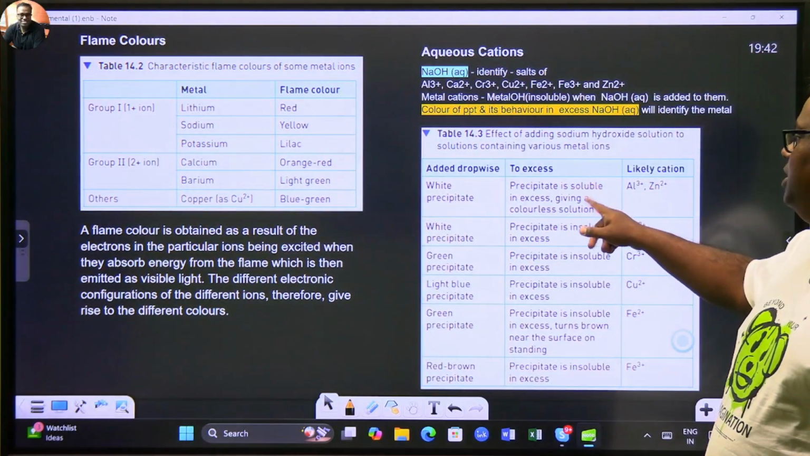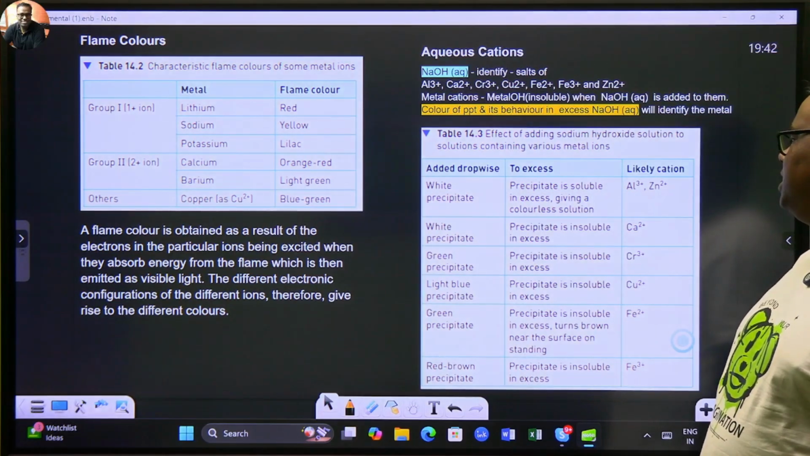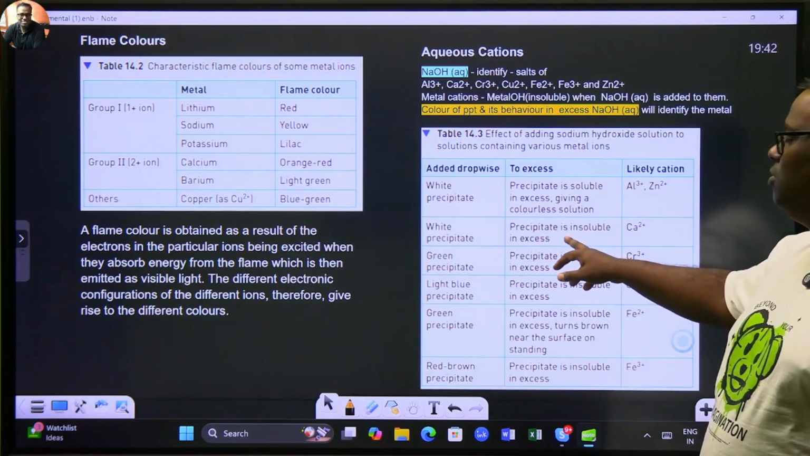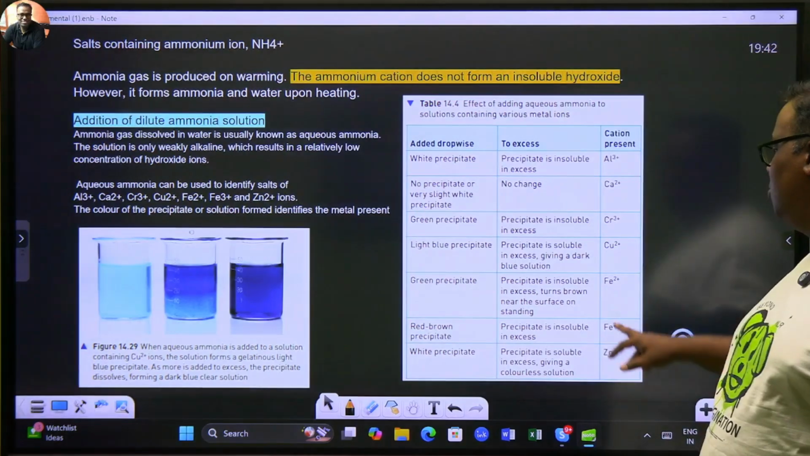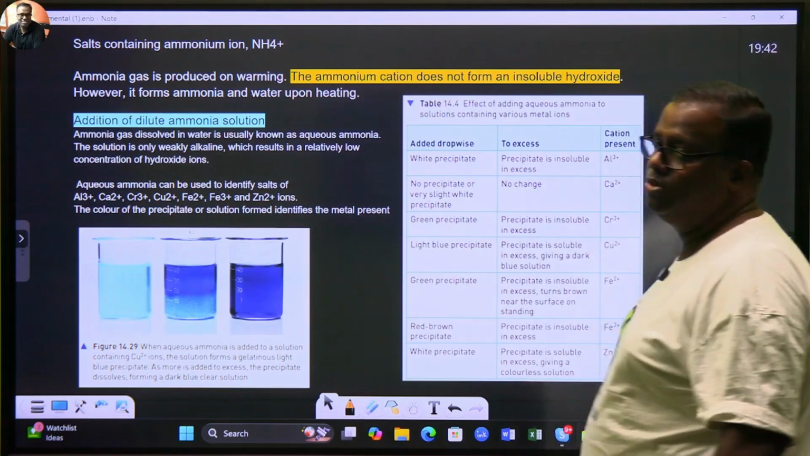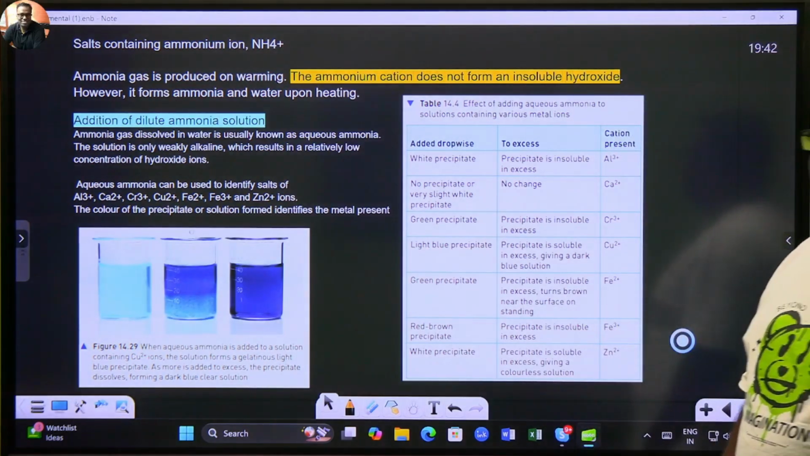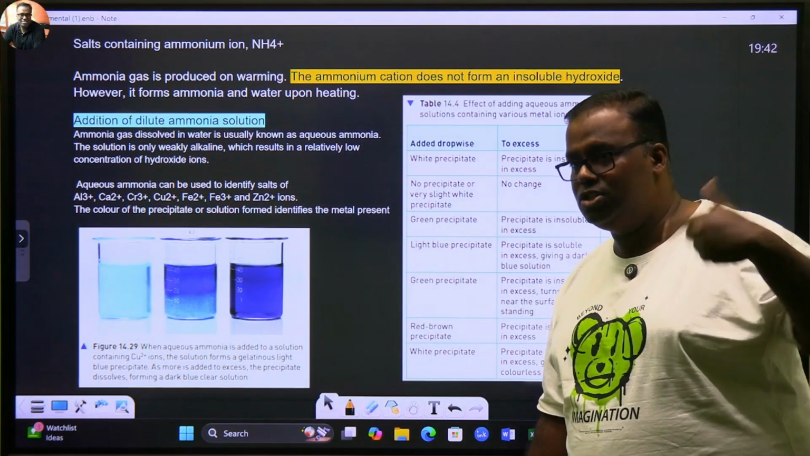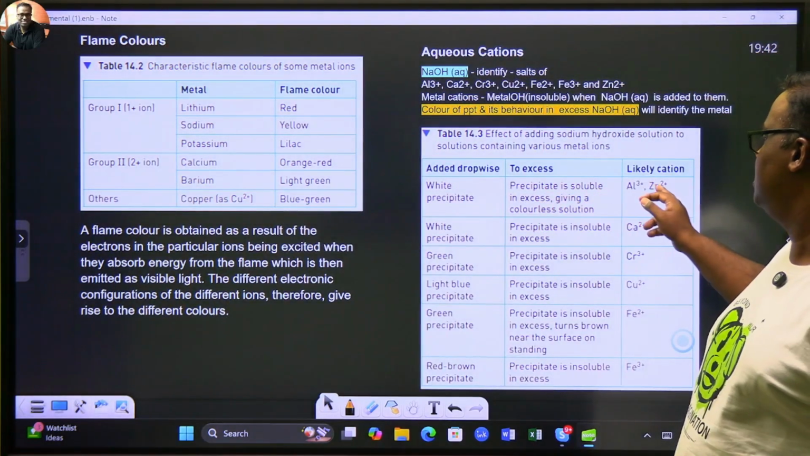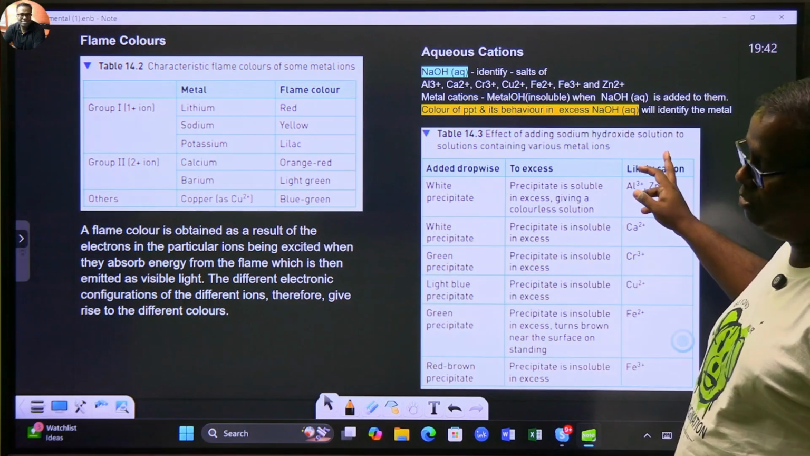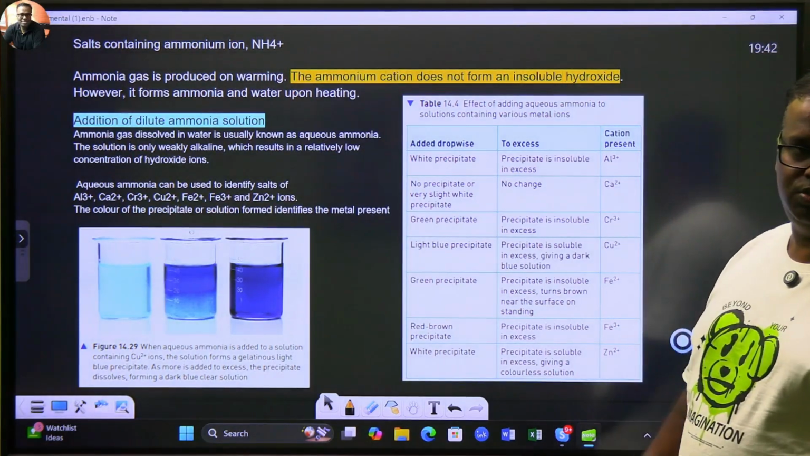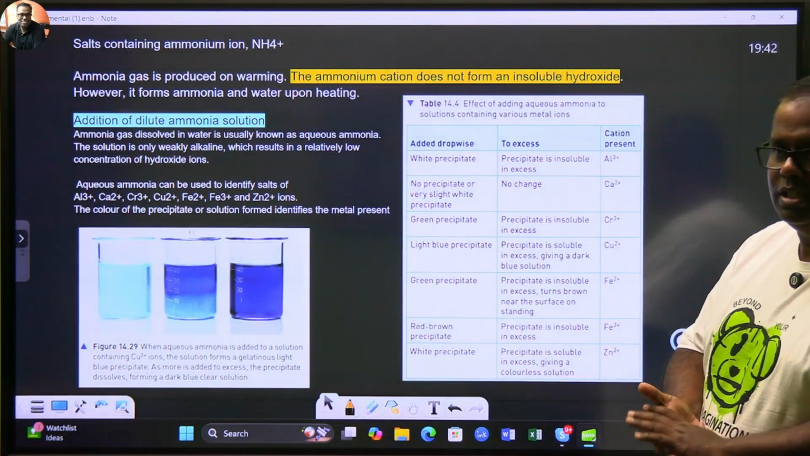Precipitate is soluble in excess. So if it is soluble in excess, then you get zinc. White precipitate insoluble in excess, calcium. So in zinc, the precipitate is soluble in excess and gives a colorless solution. So zinc is going to behave insoluble out there and soluble here. Just look here, zinc out here. Precipitate is soluble in excess. Sorry, soluble in excess means it will be behaving the same in sodium hydroxide as well as in ammonia solution. Clear? You will remember it now.